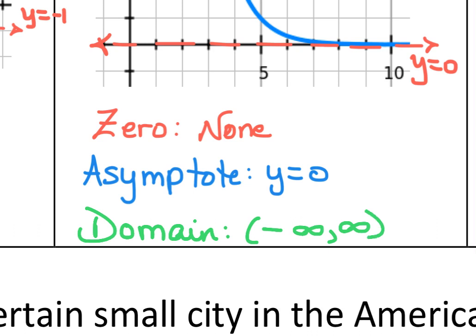And your range is going to be from the asymptote at 0 to positive infinity, and that's not including 0.